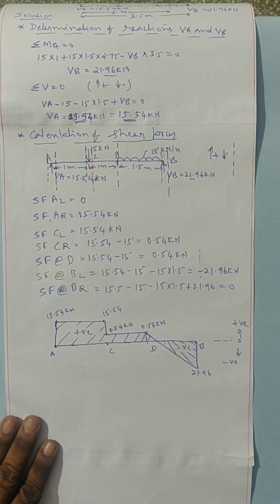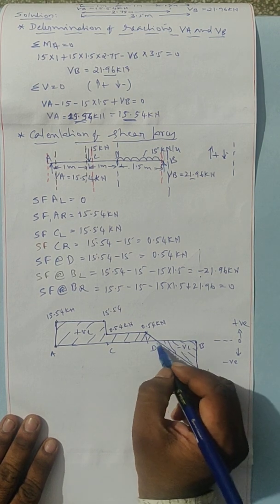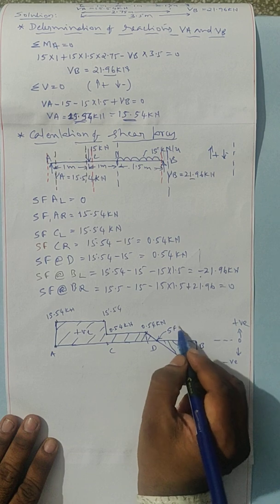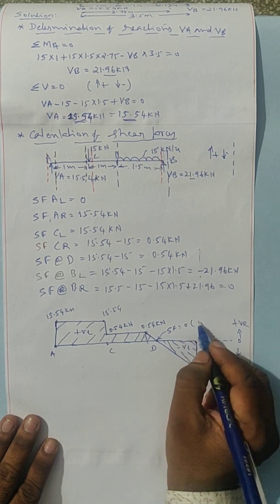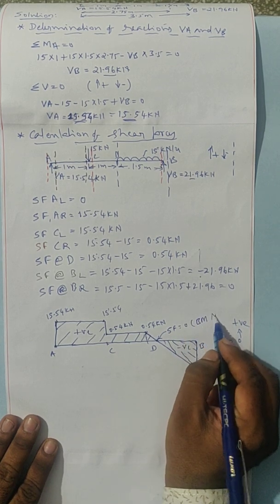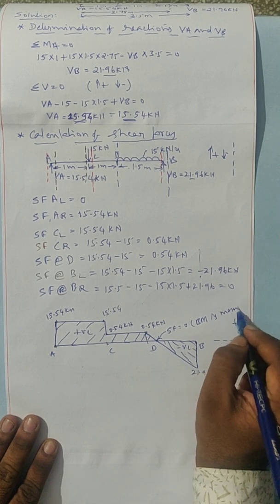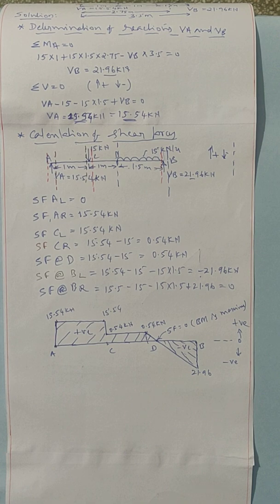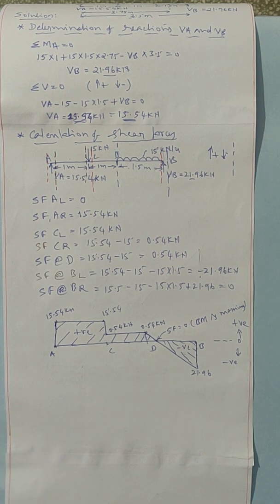Hatch this negative and positive shear force. So you see here the shear force is 0. Where the shear force is 0, the bending moment is maximum. We have to calculate that zero shear point and also we have to calculate the maximum bending moment.